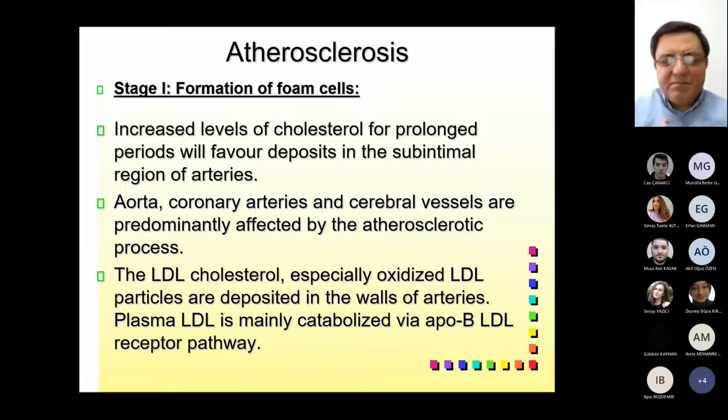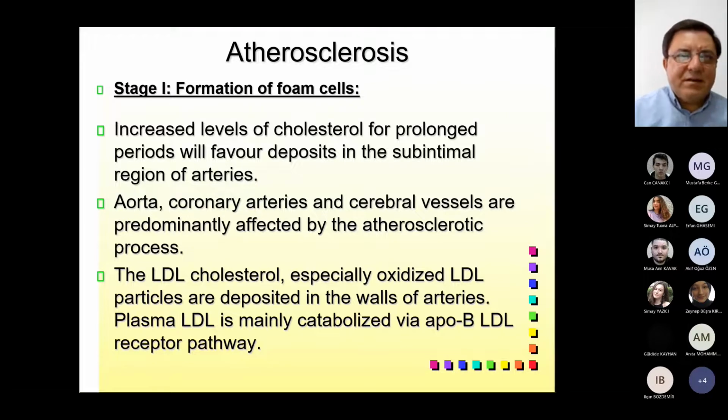Here, the main arteries, of course the aorta, coronary arteries, and cerebral vessels, are prominently affected by these atherosclerotic processes. Then there are some factors like platelets and monocytes, and the smooth muscle cells within the vascular wall synthesize extracellular matrix proteins like collagen, elastic fibers, and proteoglycans, which accumulate in combination with accumulated lipids, and in that way the foam cells are formed.